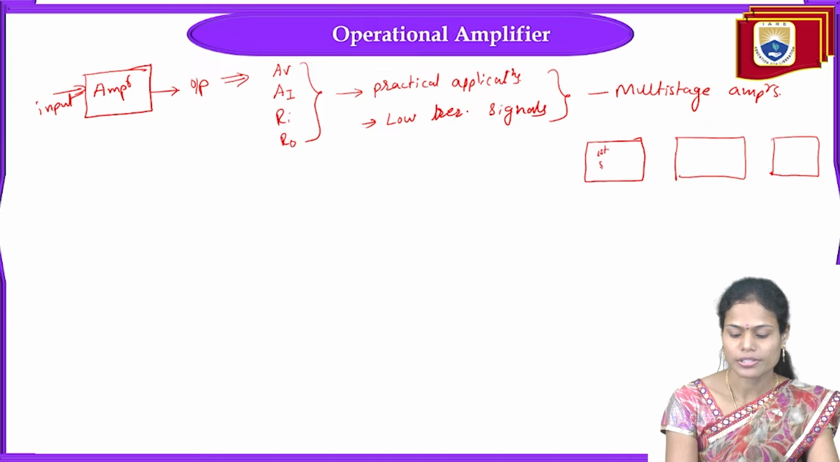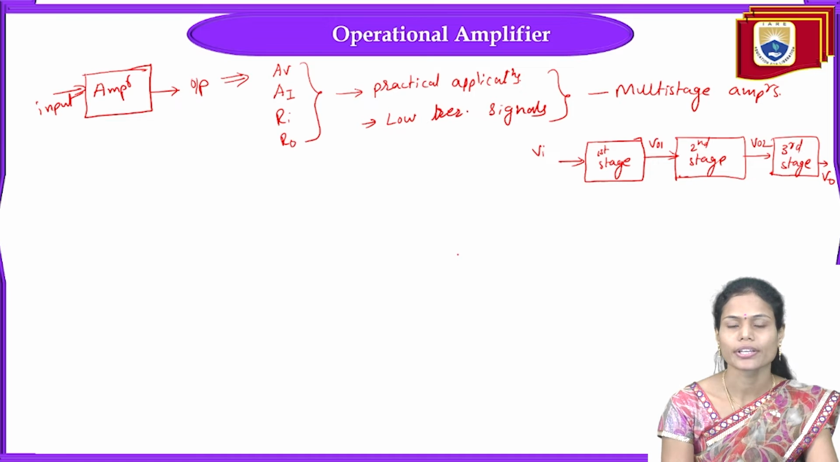This one I am taking as my first stage, and the output of this one I am giving as the input signal. The output of this one I am taking as V01. So the output of this first stage acts like an input to the second stage, and the output of this second stage I am taking as V02. That is applicable as the input for the third stage. The final output voltage we are taking across the last stage of the amplifier.